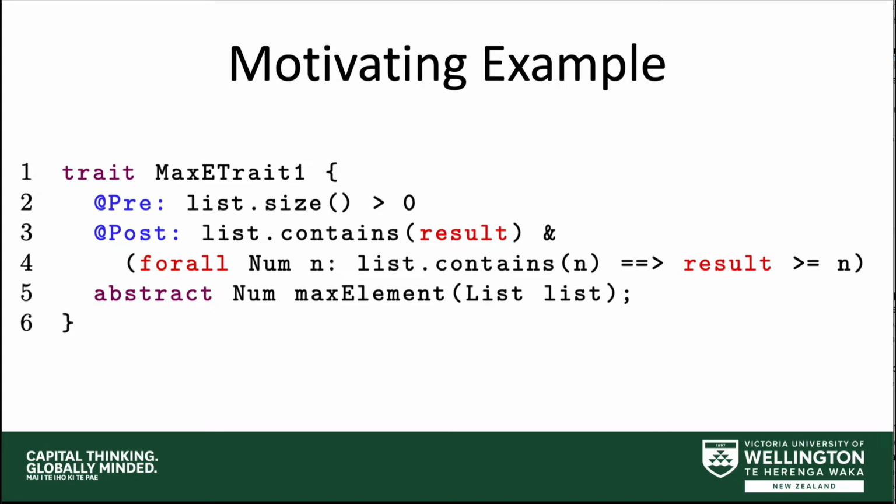We demand to have at least one or more elements in the list. And as a result, we will ask for a result that is in the list. And for every element in the list, the result is going to be greater or equal than that element. And we initially have just an abstract method, max element, without body, and that's our first trait. On its own, a valid trait is just an abstract method, and the specification is given.